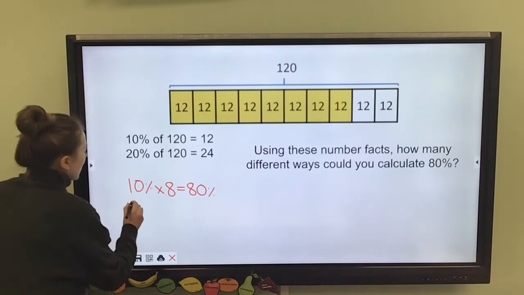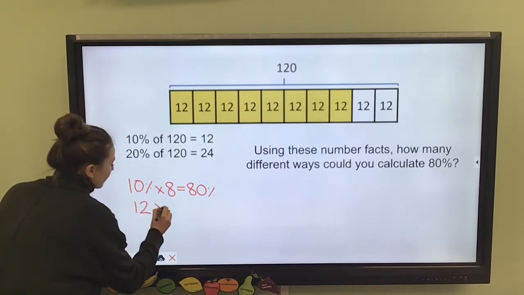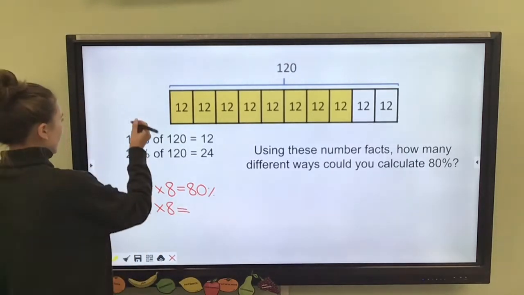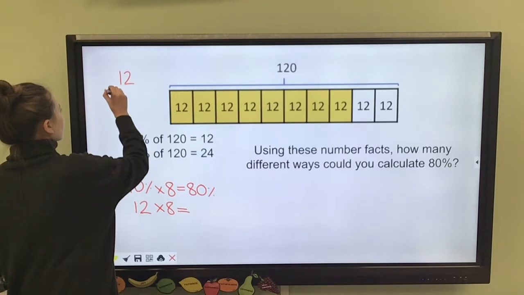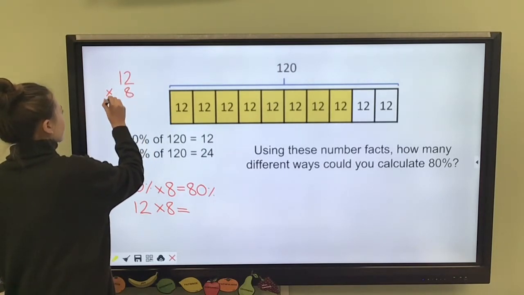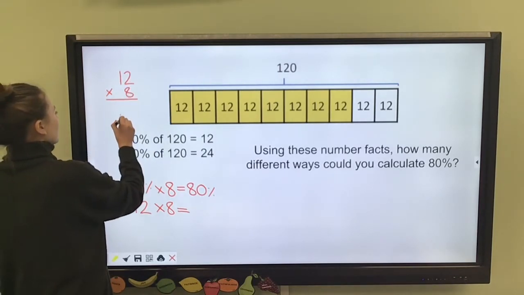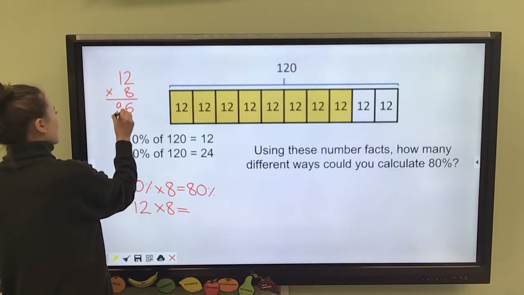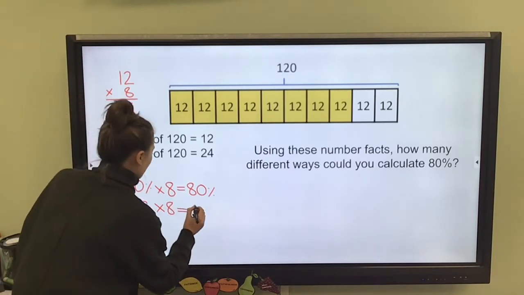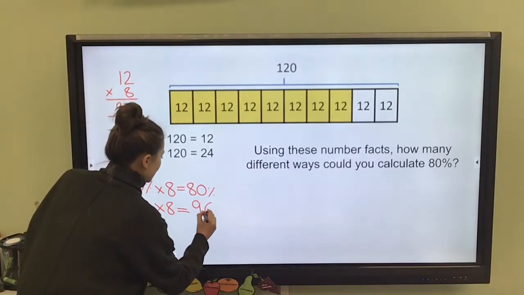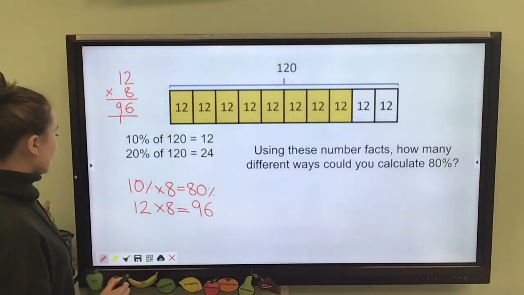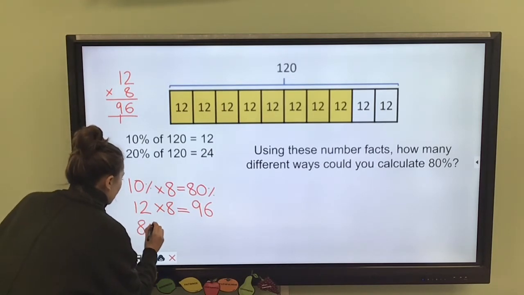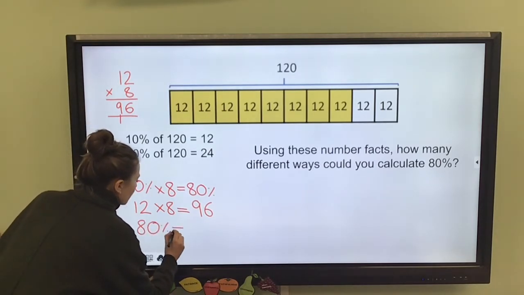So 10% is 12. So 12 multiplied by 8 equals, what does that equal? Remember, it's fine to show your working out. So I'm going to do 12 multiplied by 8. Okay, 8 times 2 is 16. 8 times 1 is 8, plus another 1 is 96. Okay, so I know that 12 times 8 is 96. So therefore I also now know that 80% equals 96.